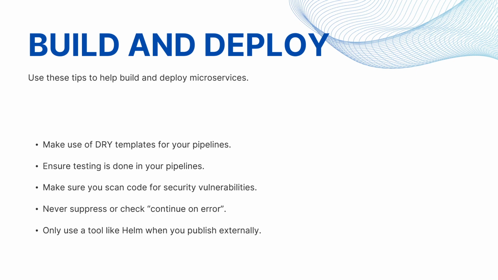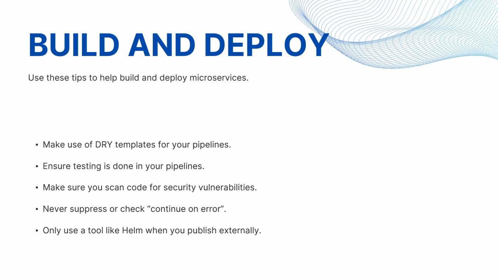Again, make sure testing and security vulnerability scanning is done in your pipelines as well. We talked about secret scanning. That's something else that should be done there. So with GitHub Advanced Security, we can scan for secrets and so on and so forth. Another thing I see all too common, sadly, is in pipelines, lots of people will check continue on error or suppress errors. That's obviously something that we never want to be doing. If there's an error, it's there for a reason. We want that error to be brought to our attention and addressed so that we can fix it in the future.